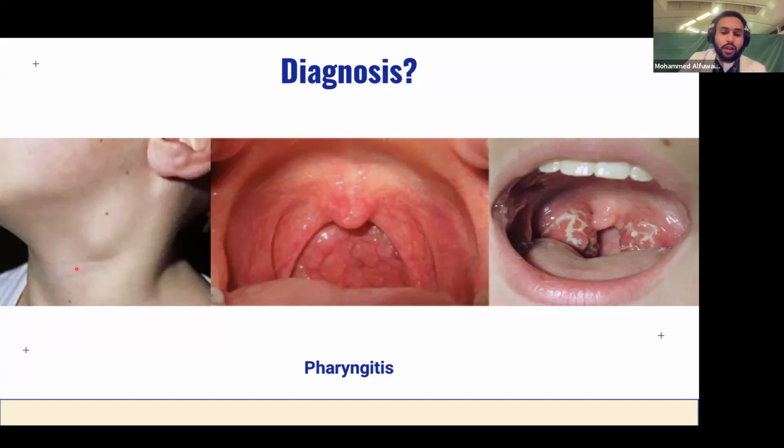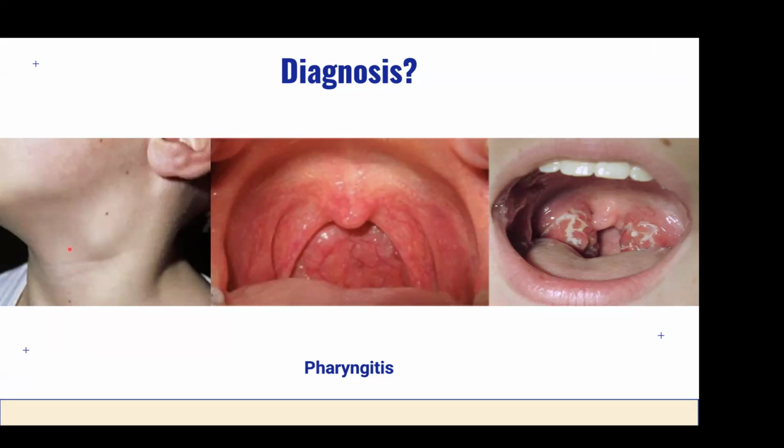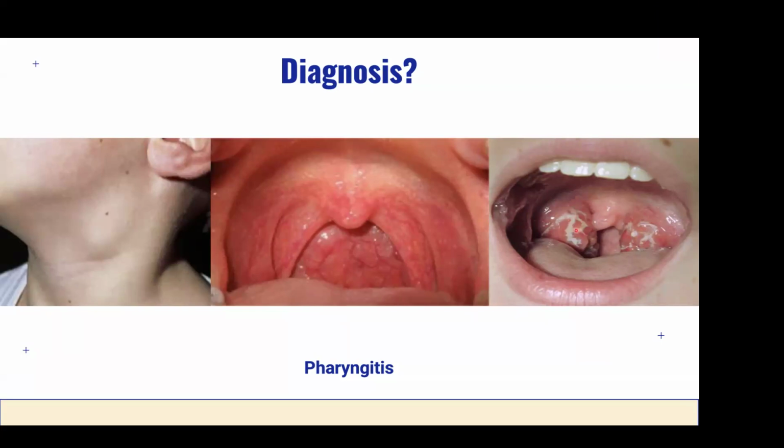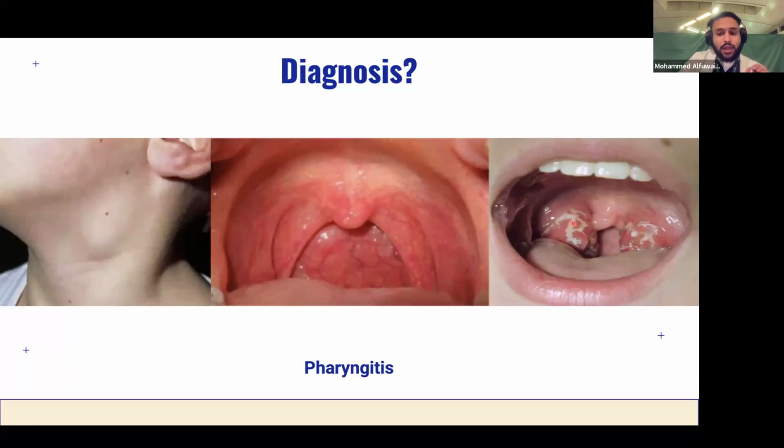Now, if you see this, what is this? Lymph node, cervical lymphadenopathy. Is it more likely bacterial or viral? Bacterial. Now, you can see over here the tonsils or the whole pharynx look red, inflamed. Look at the tonsils. Does it have an exudate? Yes. So is this viral or bacterial? Bacterial. If you start to see exudates like this, it's bacterial, usually strep pyogenes.